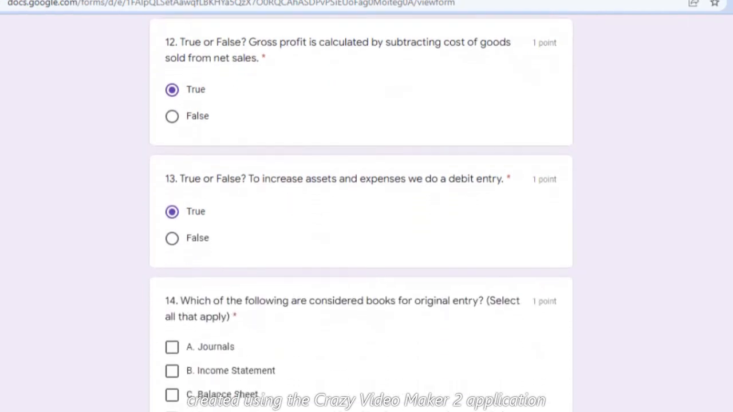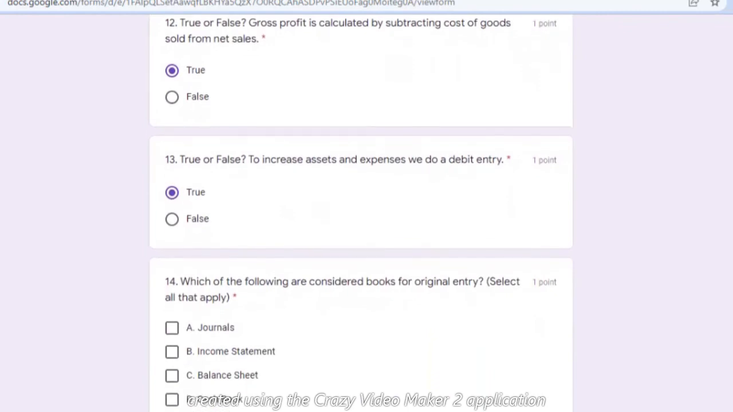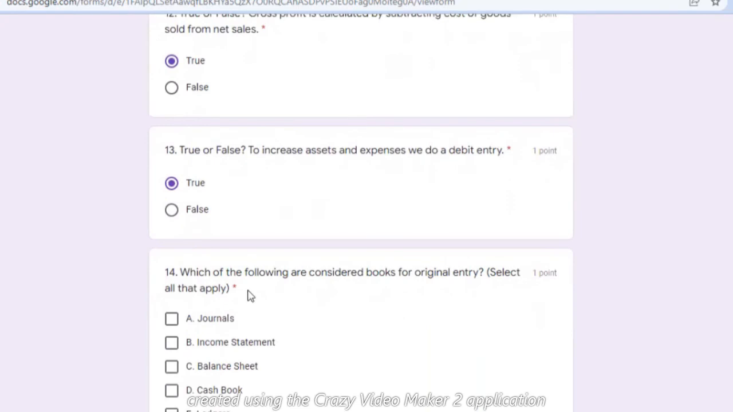All right, which of the following are considered books of original entry? You can select all that apply. Journals, books of original entry? Yes. Income statement? No. Balance sheet? Nope. Cash book? Yep. Ledgers? Nope.